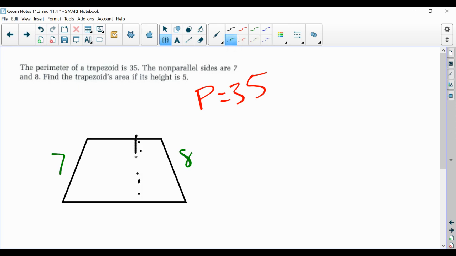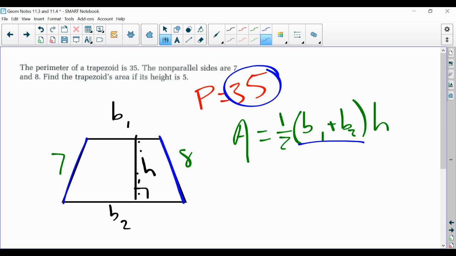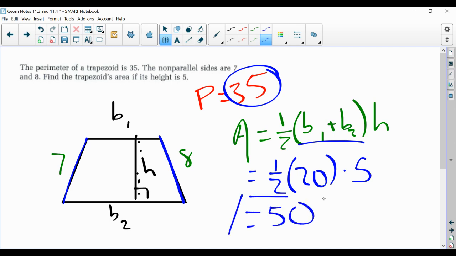Now, we are actually not going to be able to figure out what B1 and B2 are independently, and that's okay. We don't need that. The area of my trapezoid is 1/2 (B1 plus B2) times the height. And I don't need to know what B1 and B2 are. I just need to know the sum. If the perimeter is 35 and 15 of those 35 are taken up by the legs, that means the two bases by themselves will add up to 20. So my area is going to be half of 20 times the height, which is 5. And that's half of 100, which is 50. So there's my answer here.